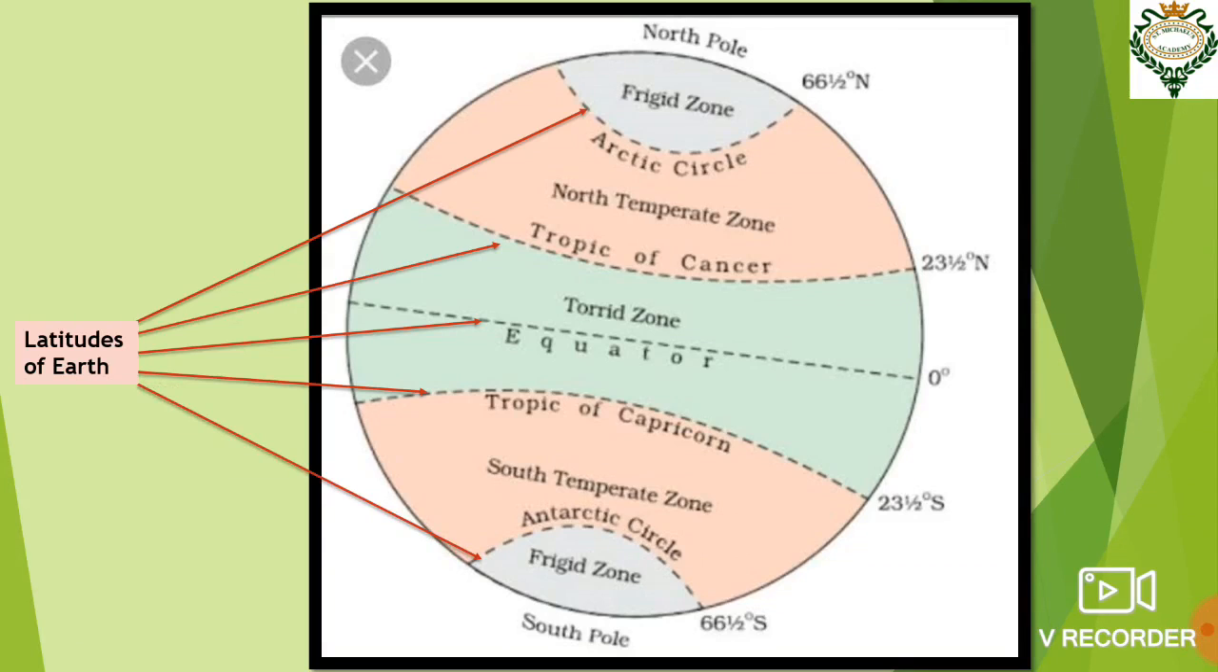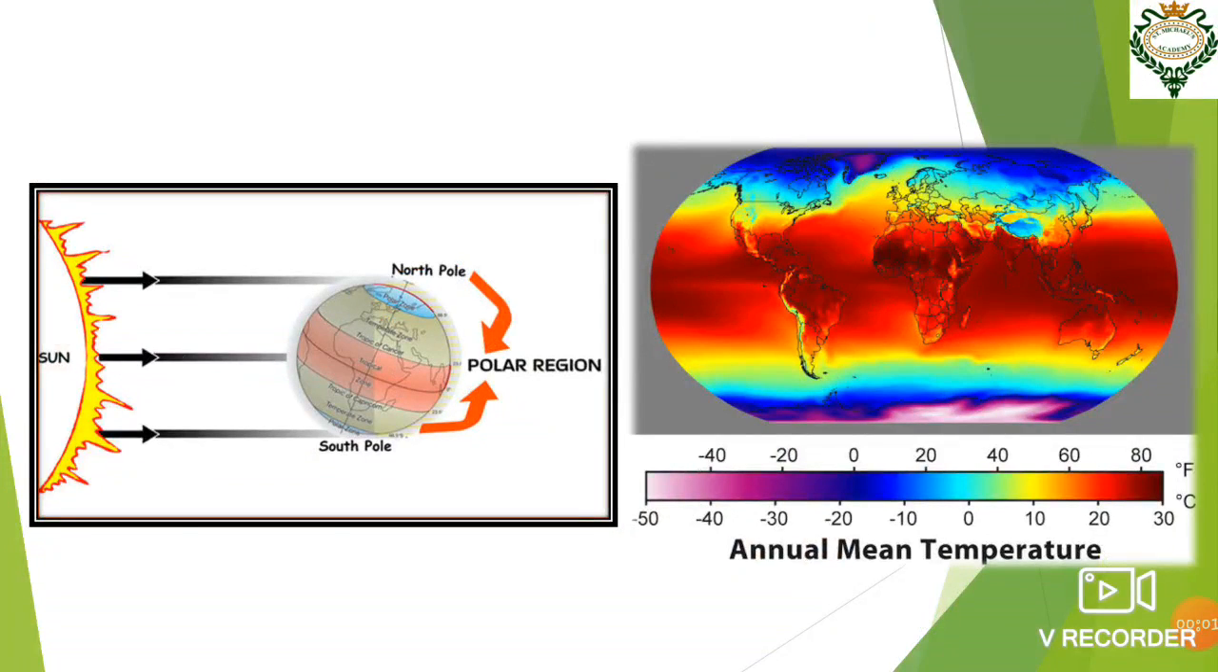Now, you also know that we can divide the world into different temperature or heat zones on the basis of these latitudes. The earth, as we know, is spherical in shape. As we move away from the equator towards the poles, the rays of the sun have to travel a longer distance and are spread over a large area. So, temperature decreases as we approach the poles. There are three heat zones: torrid, temperate, and frigid.